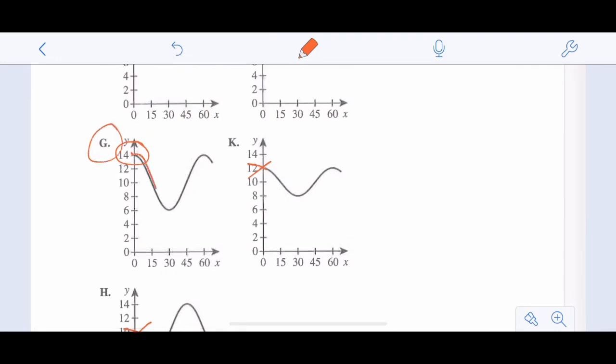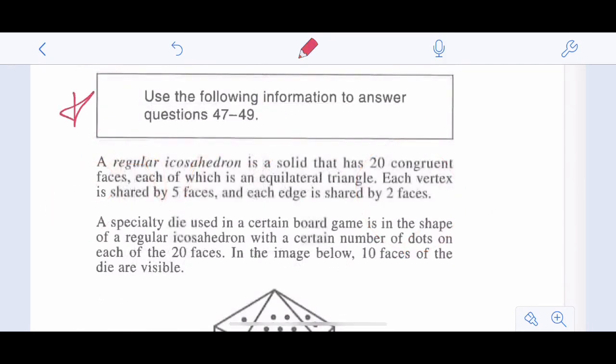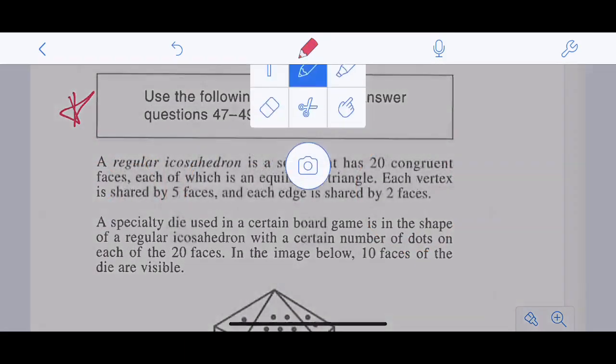And as the clock goes, the minute hand goes down and back up over the period of an hour. So it starts at 12. In case you want to see that, right? 12, 6. And this is its height, and it goes down and then back up. So down and then back up. So G. Following information to answer questions 47 to 49.